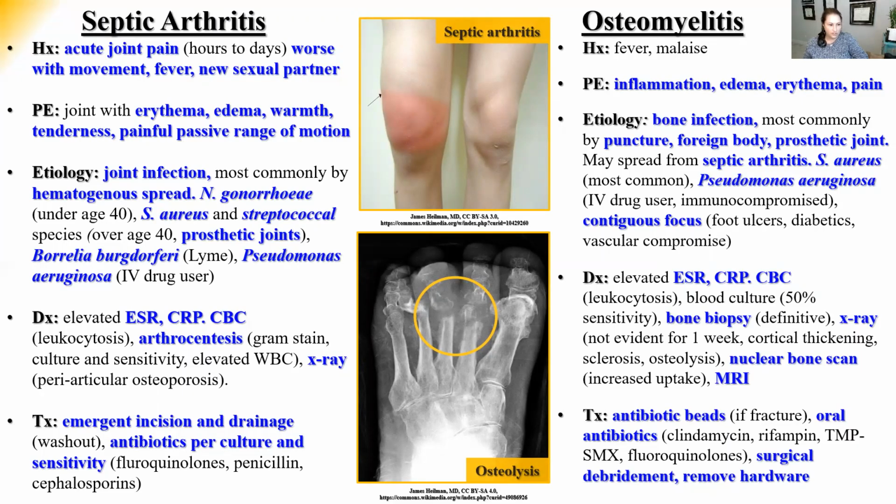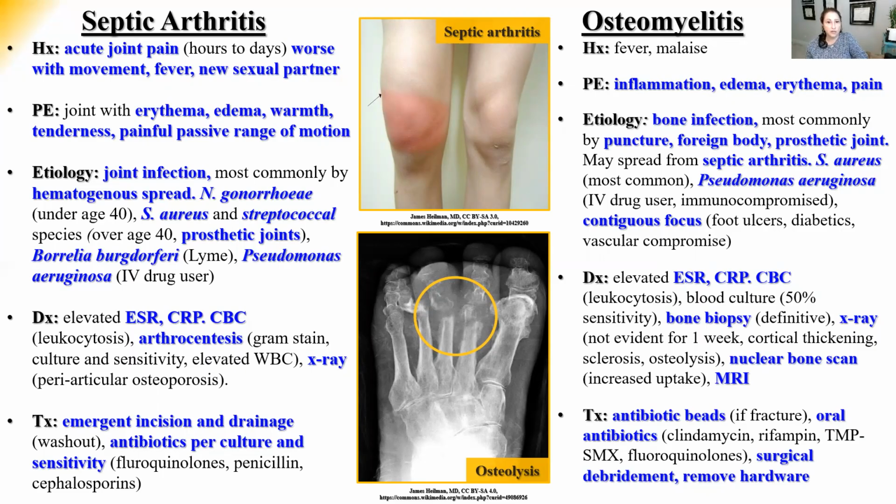For our lab findings on this one, ESR and CRP will be elevated. CBC will show a leukocytosis. When we pull the fluid out of the joint and send it for analysis, we'll look at Gram stain, culture and sensitivity. We'll see an elevated white blood cell count. On X-ray, you may see periarticular osteoporosis. The bones kind of look ghosty gray or ghosty white on the X-ray.